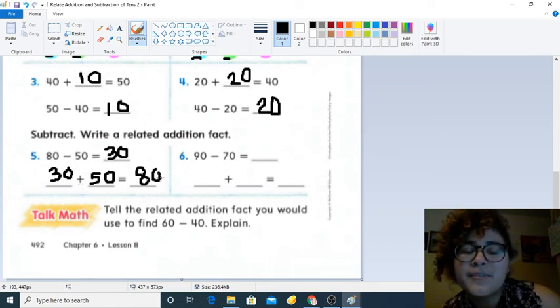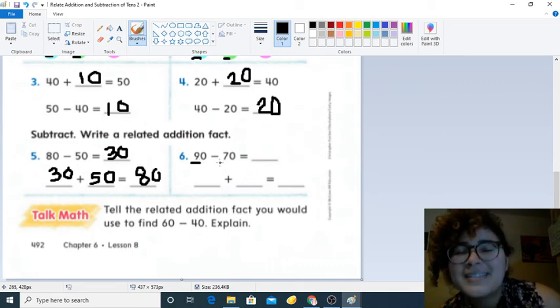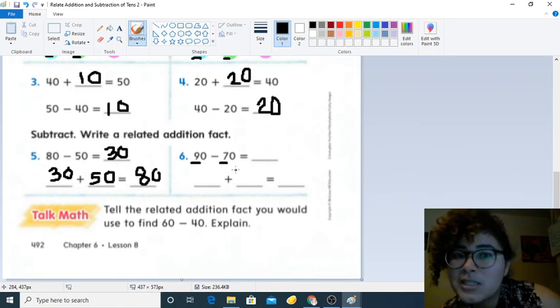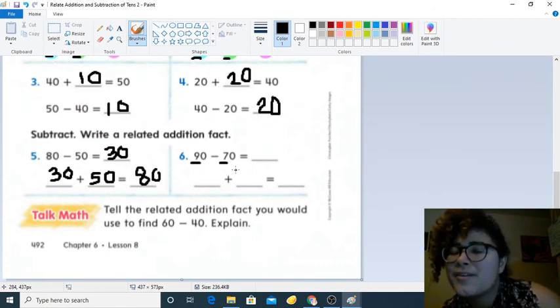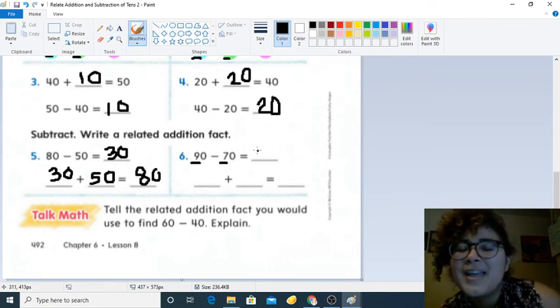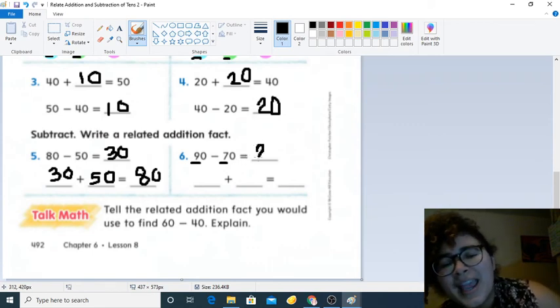So let's see the next one. 90 minus 70. Sorry, guys. 90 minus 70. So that means that 9 tens minus 7 tens. How much is that? I remember your answers today. You guys were working really quickly with it. The answer is 2 tens, which is 20.